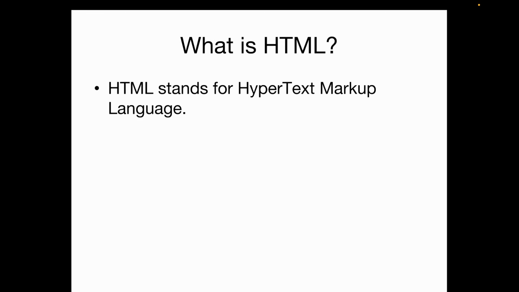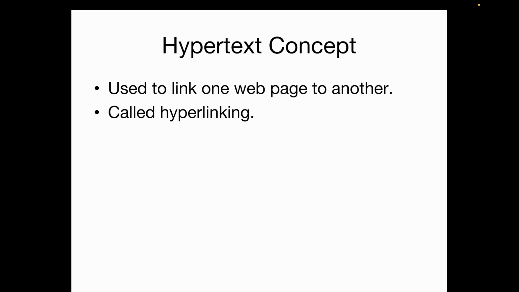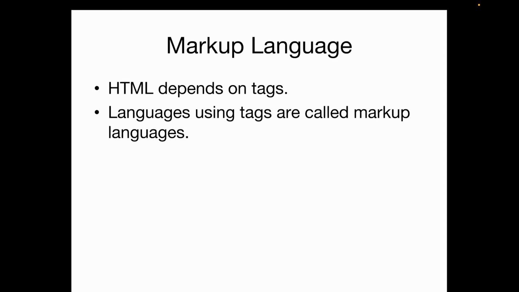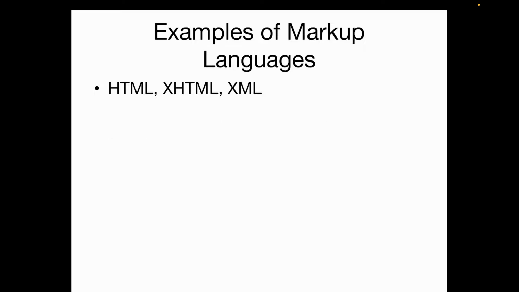First of all, what is HTML? HTML stands for Hypertext Markup Language. Hypertext concept: used to link one web page to another, called hyperlinking. Markup language: HTML depends on tags. Languages using tags are called markup languages. Examples of markup languages: HTML, XHTML, XML.